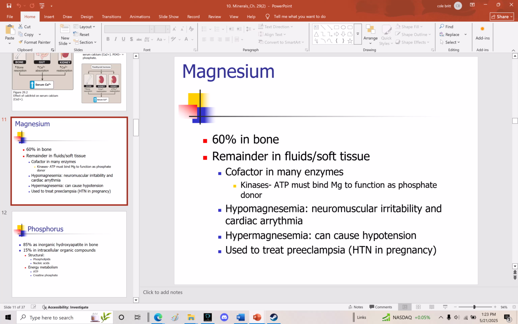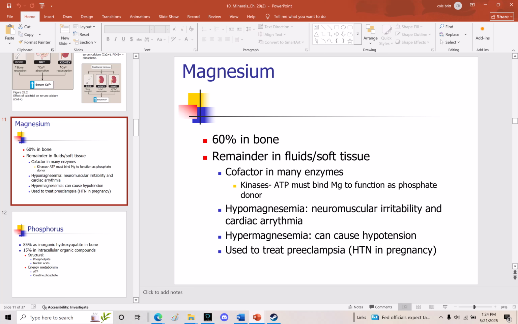So that's its function. Now we're going to talk about its toxicities and deficiencies, which are actually really interesting. I do want you to remember hypomagnesemia versus hypermagnesemia. Hypo means low magnesium. Low magnesium will actually cause a lot of neuromuscular irritability and cardiac arrhythmia. Essentially, it affects the function of your heart and your blood vessels.